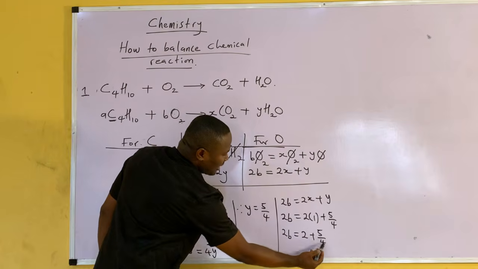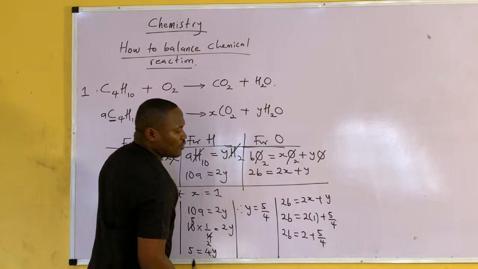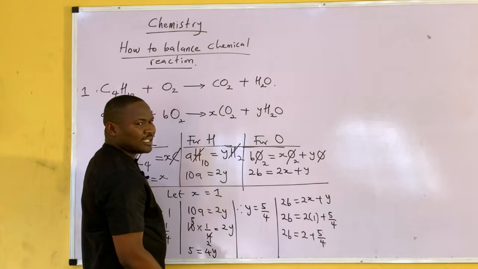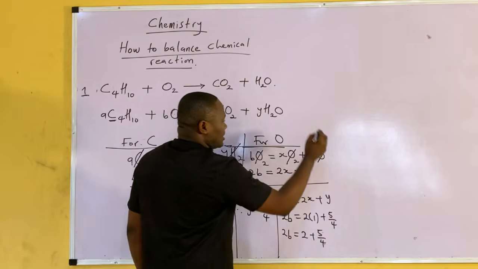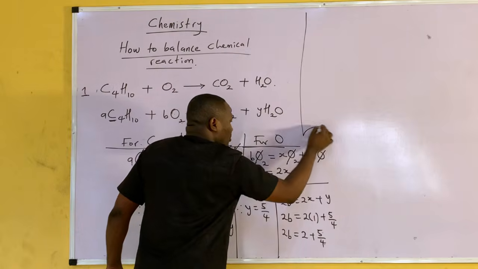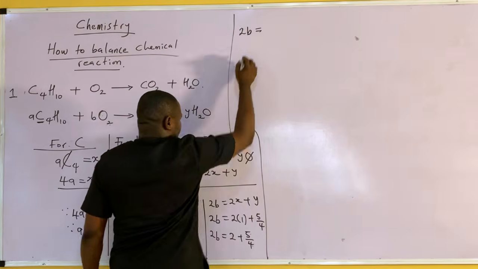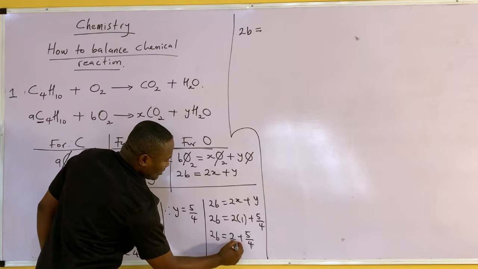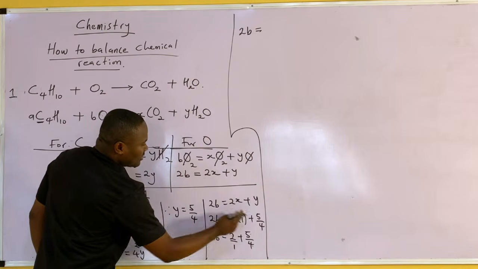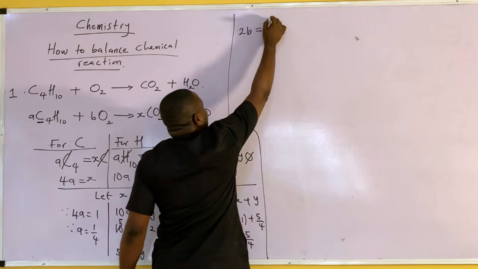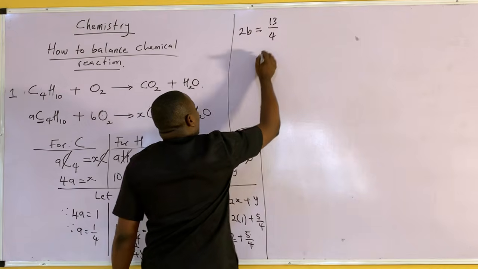Now if you solve this out, 2 times 4 is 8, 8 plus 5 is 13. So I will have it here. Let me take it up. I will have 2b is equal to, if I solve this, remember this is over 1, if I solve everything here, 13 over 4.